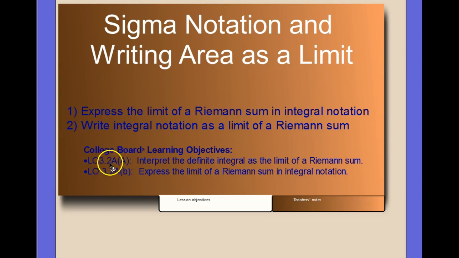LO 3.2a, subparts A and B. Interpret the definite integral as the limit of a Riemann sum and express the limit of a Riemann sum in integral notation. So we're talking a lot about notation in this section, and there is a lot of notation here to talk about, but we also want to focus in on a good conceptual understanding of what Riemann sums are and how we can use them to approximate the area under a curve.